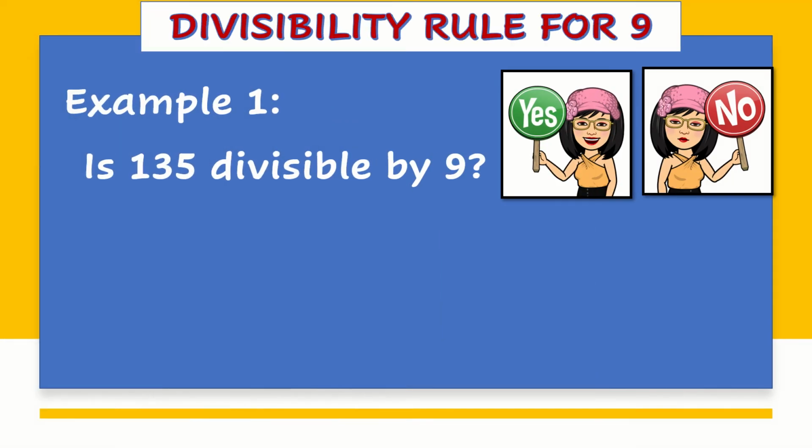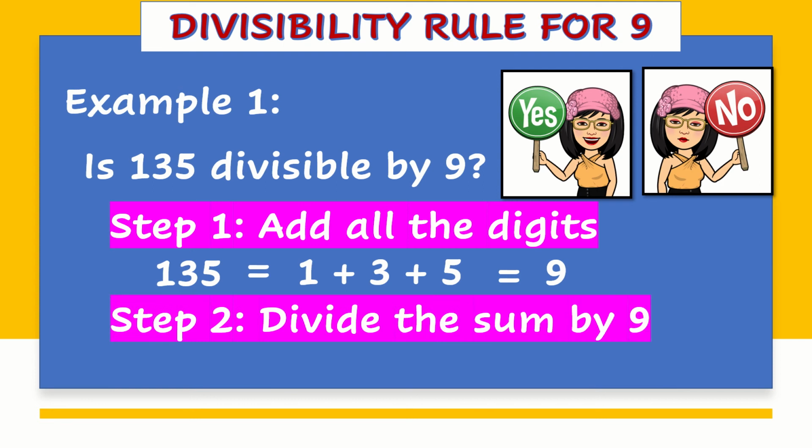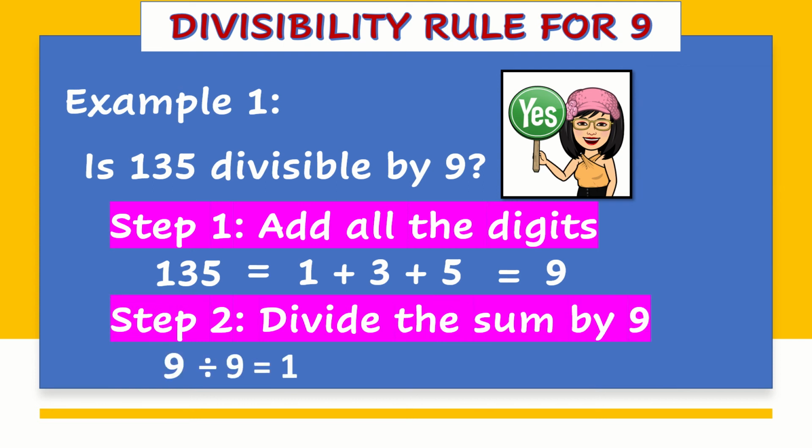Divisibility rule for 9. Example 1. Is 135 divisible by 9? May we answer it with a yes or no? Step 1. Add all the digits. 135 equals 1 plus 3 plus 5 equals 9. Step 2. Divide the sum by 9. The sum is 9 divided by 9 equals 1. Because 1 is a whole number, there is no remainder, so therefore the answer is yes.